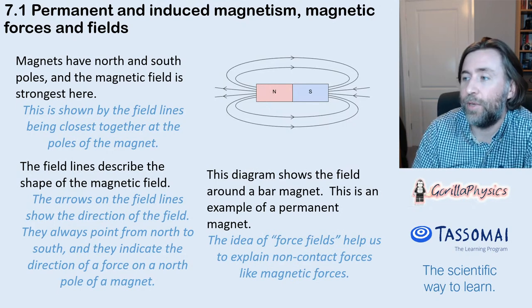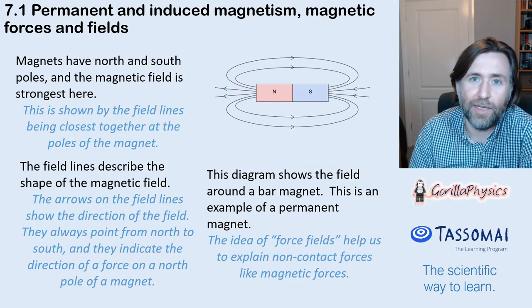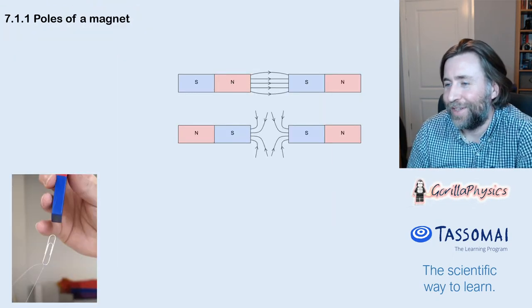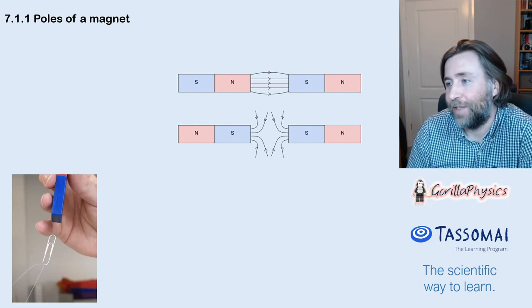And this is an idea of a permanent magnet. A bar magnet is a permanent magnet, which means it's always going to be a magnet. And all this is actually the idea of force fields. Within those lines, that's a region where another magnetic material or a magnet can feel a force.